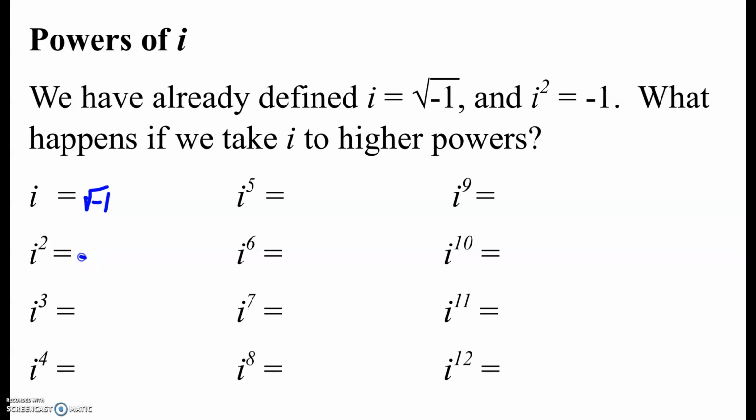i squared is -1. i to the third power is the same as i squared times i, so it's -1i, or -i. i to the fourth is i squared times i squared, or -1 times -1. And -1 times -1 is +1.